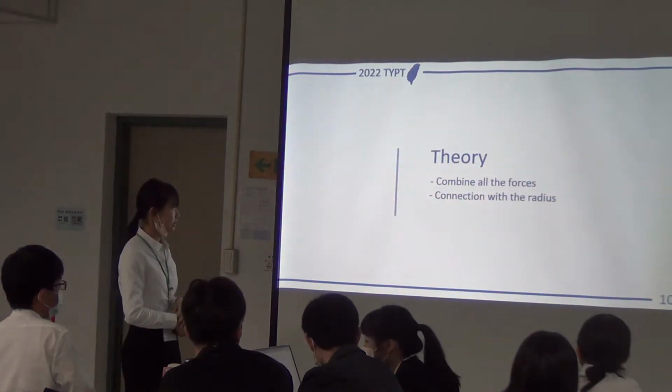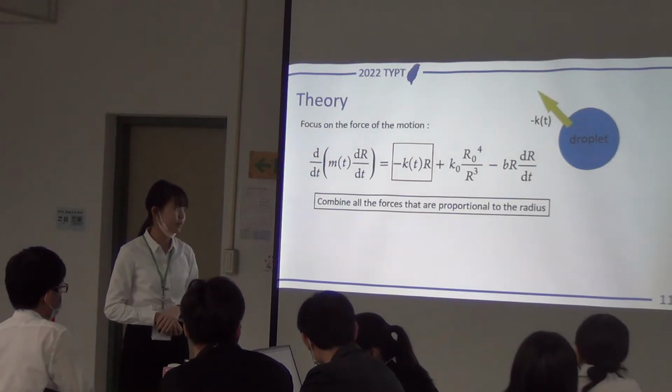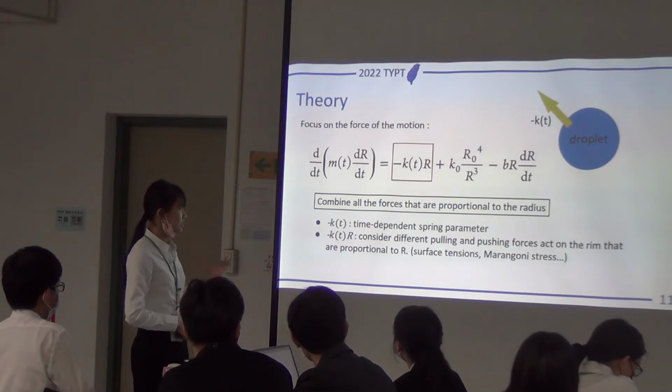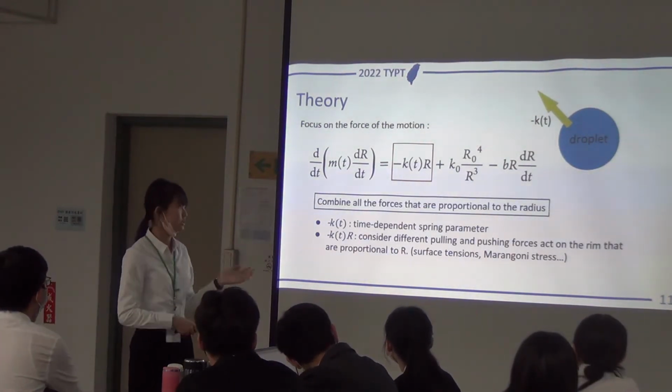So here's our theory. First, we focus on the forces of the motion, and we combine all the forces that are proportional to the radius. First, k is a function of t. In other words, it is the time-dependent spring parameter. F equals coefficient k multiplied by radius.